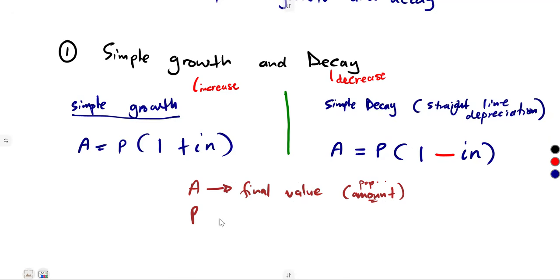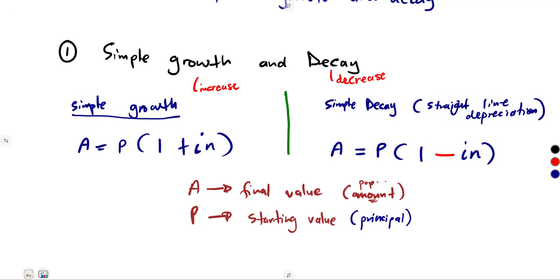All right. Whereas P is the initial value, the starting value. That's our starting or initial value. If you are referring to money, that is our principal, the principal value. Then we also have I there representing the interest.